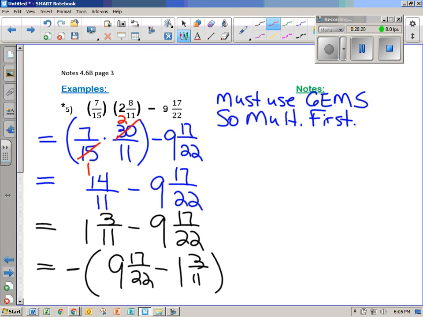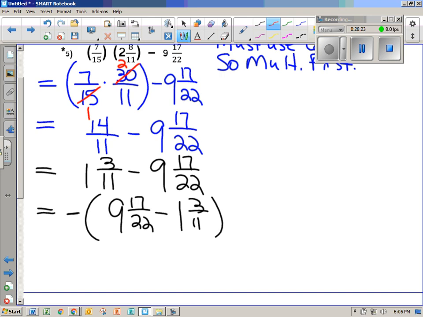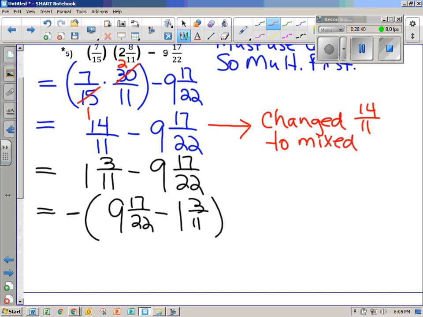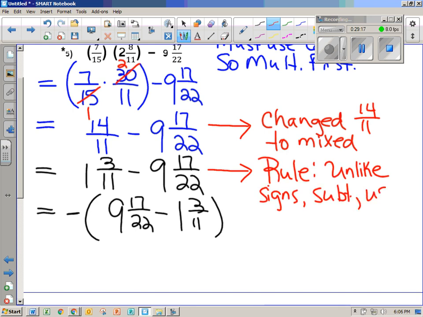So let's write down, before we go any further, what we've done right there. Once we got right here, I changed 14/11 to mixed, only because I already had a mixed number, and otherwise I'm going to have to multiply 9 times 22 and add 17, and we've just learned that adding and subtracting mixed numbers is easier than getting big improper fractions. Right here is where I decided on the rule. It was unlike signs. Oops, let's write rule. Unlike signs, so you subtract, use sign of the larger.